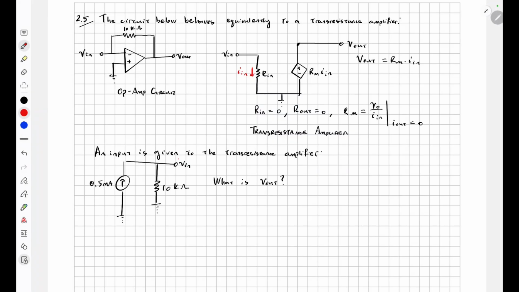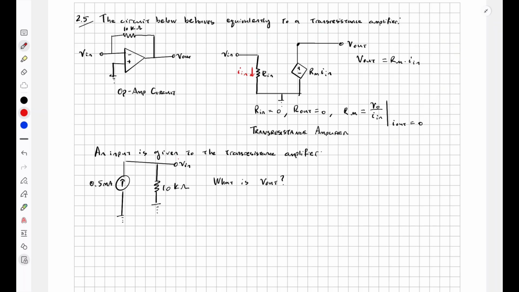In problem 2.5, it gives us two circuits, one on the left and one on the right. The circuit on the left is called the op-amp circuit, and the circuit on the right is called the trans-resistance amplifier. The question tells us that these two circuits behave equivalently to each other.